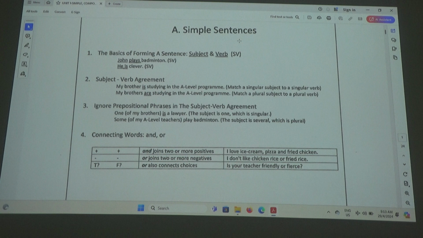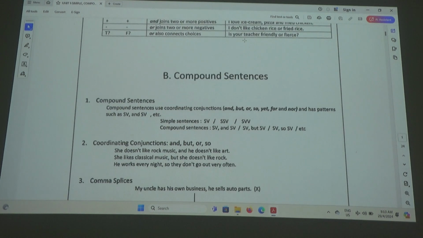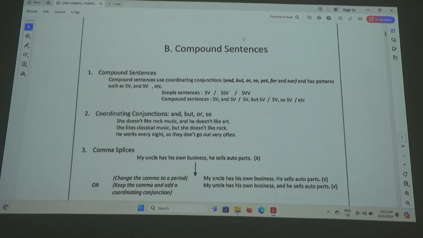So we have only three types. I mean, we have four types actually, but I'm just focusing on three: simple, compound, complex. So simple, I want three of you at the back to go and study. If you don't know, check with your friends. If you're not very clear, check with me. Because this is the basics only. So now we are going into compound sentence. This is we are starting.